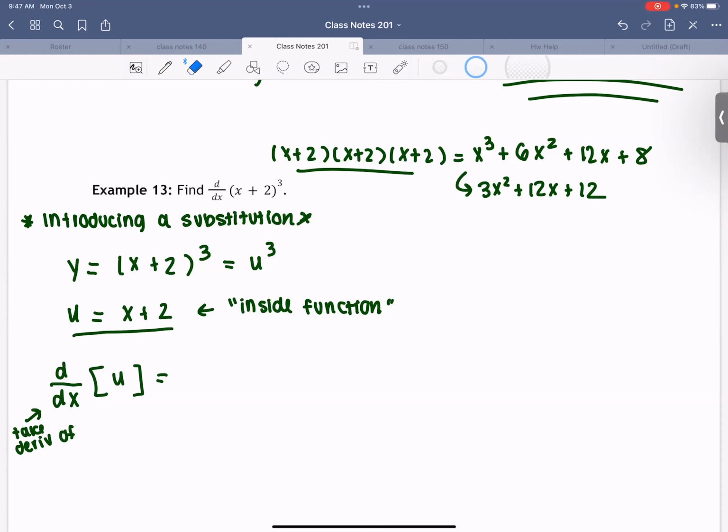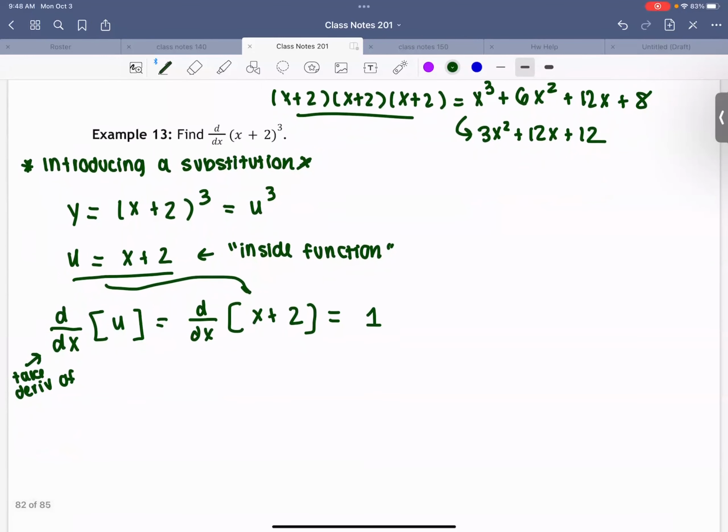No, well, u is a variable here, right? So let me rewrite this. U is x plus 2, right? So I'm not taking the derivative of y, I'm taking the derivative of u. What's that derivative? 1, good.